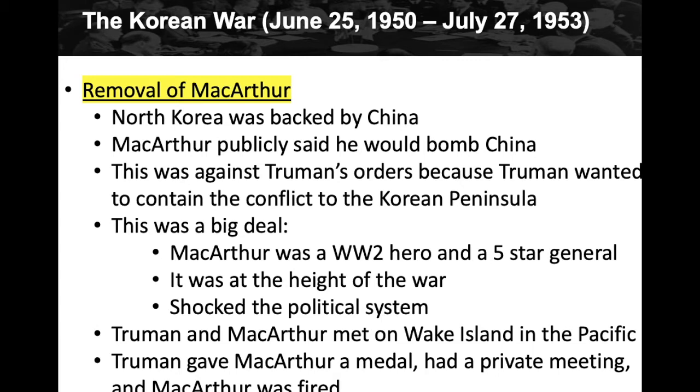Truman and MacArthur met on Wake Island in the Pacific. Truman gave MacArthur another medal, which he already had plenty of awards, but he had another medal, and then they went off to a private meeting, and in that private meeting, Truman fired MacArthur, and MacArthur was done being involved with the Korean War.